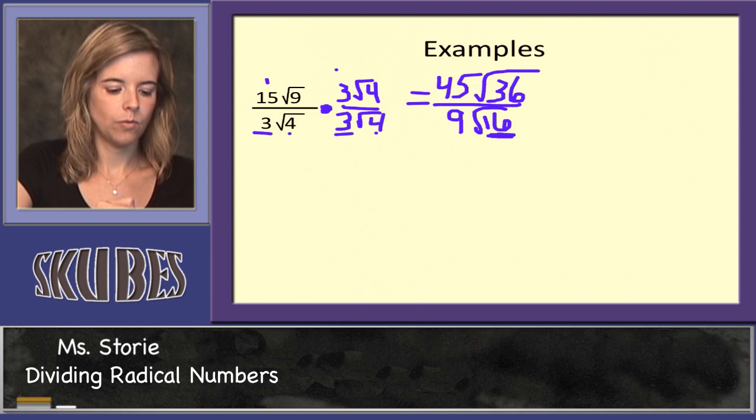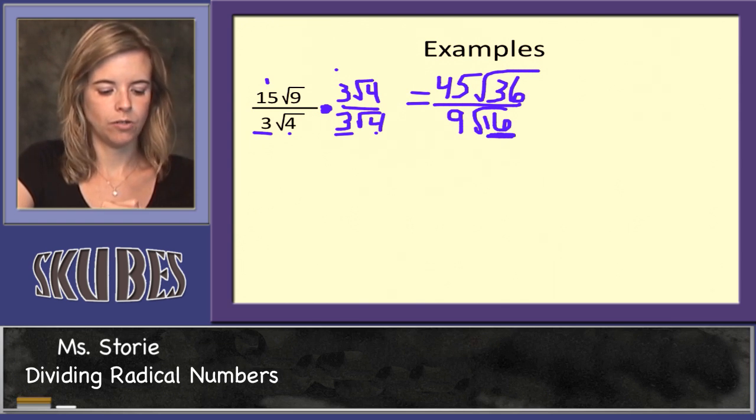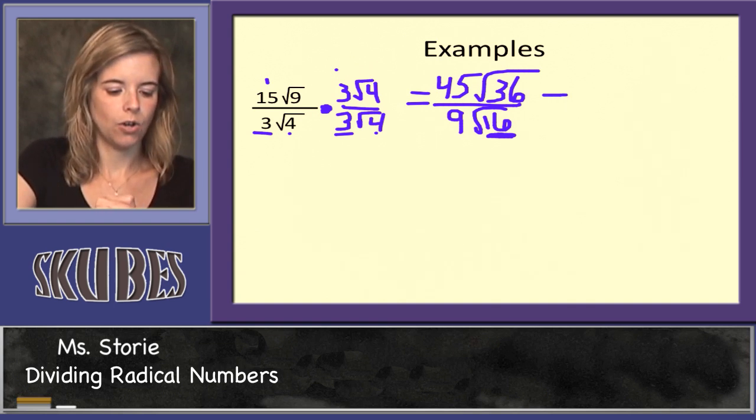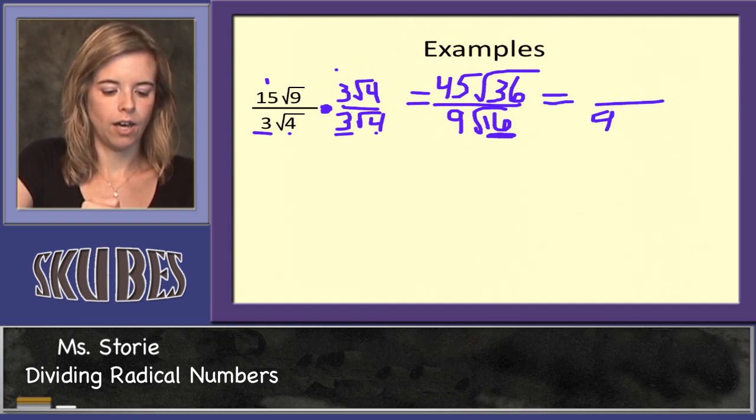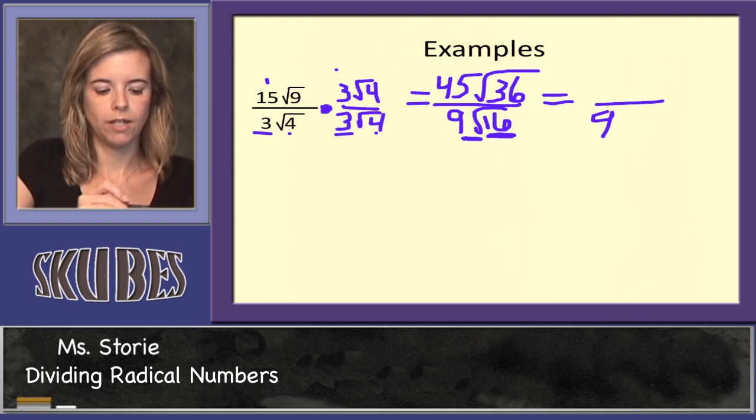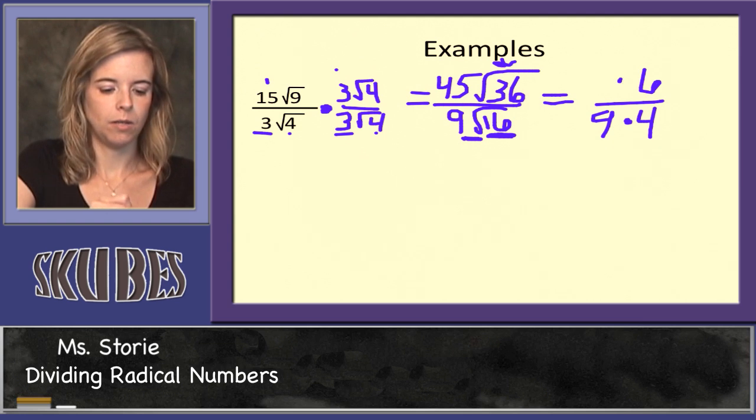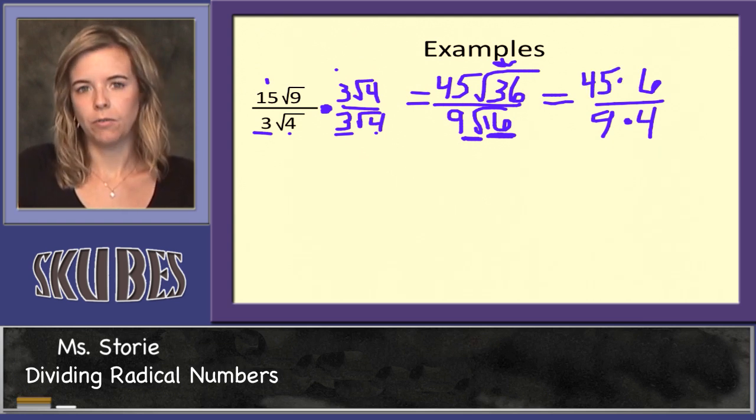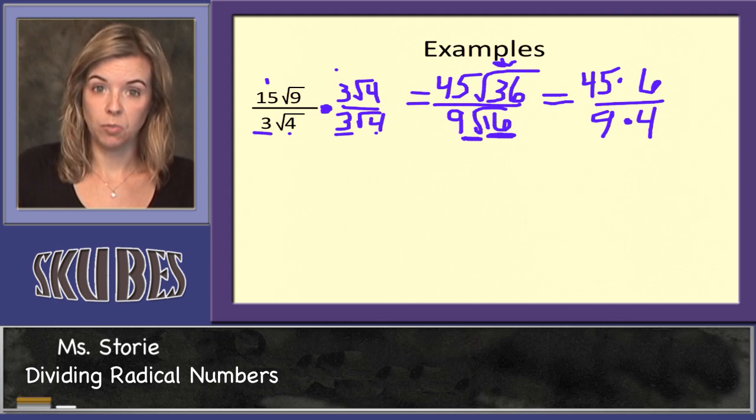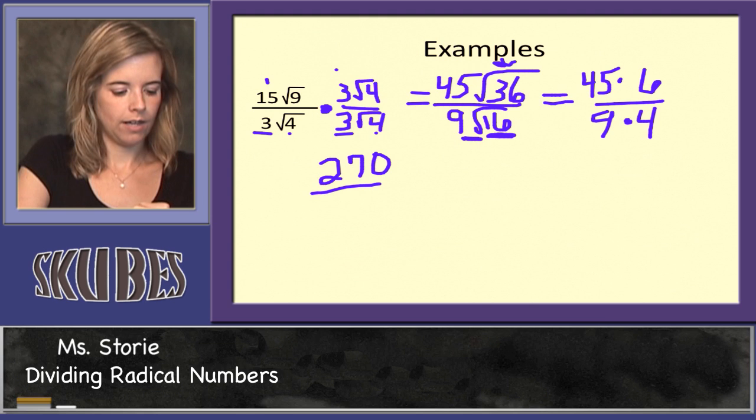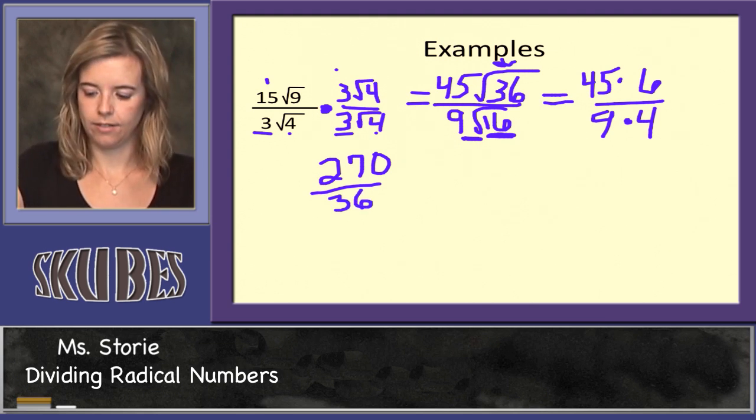See why we keep doing this? Why we're multiplying it by the exact same number? Because look what happens. We create a perfect square every time so we can get rid of the radical sign. So on the bottom, you're going to have 9, and they're touching, so they're being multiplied together, times 4. On the top, look what happened. Just by great coincidence, this is also a perfect square. So we have 6, and it's being multiplied by 45. So now we got rid of all our radicals, and we can just go ahead and multiply. So 45 times 6 is 270, and 9 times 4 is 36.